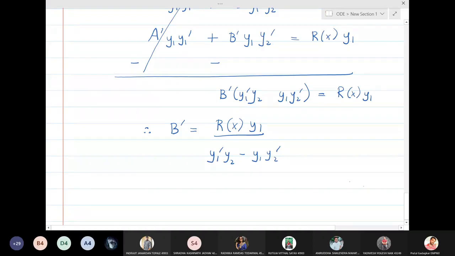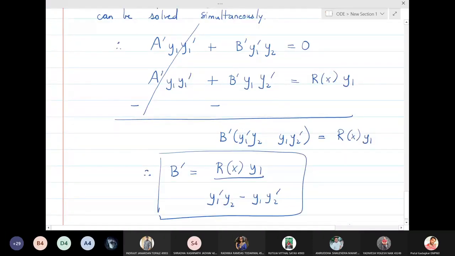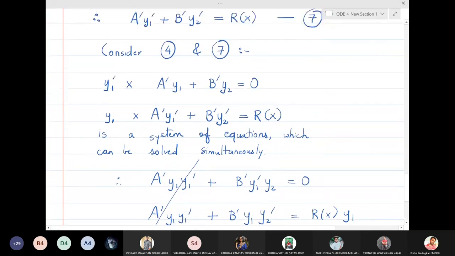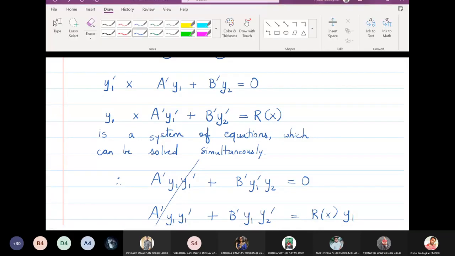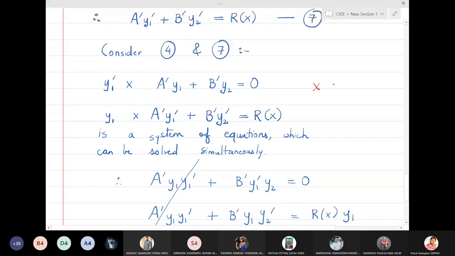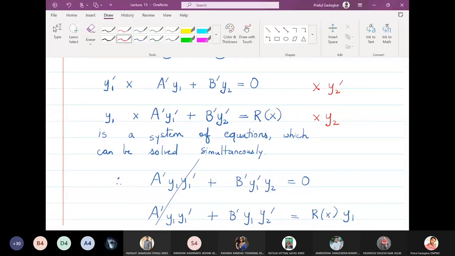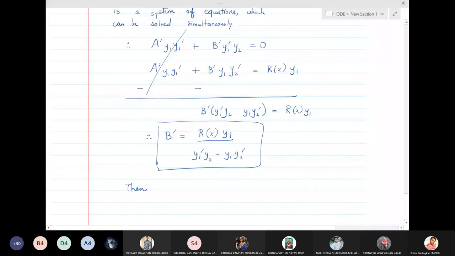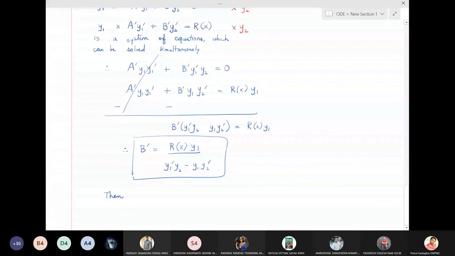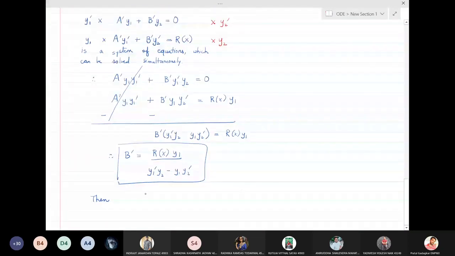But if I want to find a', so I got the value of b'. On similar lines, if I multiply the first equation, instead of multiplying by y1', if I multiply it by y2', and then here I will multiply by y2, then what will I get? Then this a' y1 y2' plus b' y2 y2' equal to 0, and the second equation will become a' y1' y2 plus b' y2' y2 equal to rx y2.